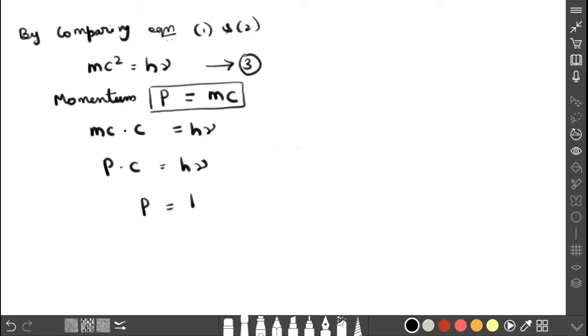As you know well, c is equal to nu into lambda. That is, c, the velocity of light, is equal to frequency into wavelength.